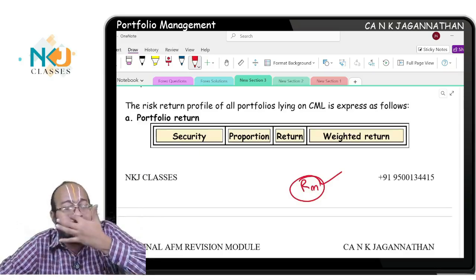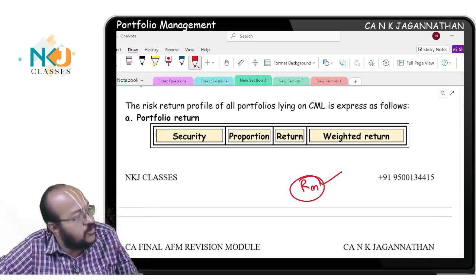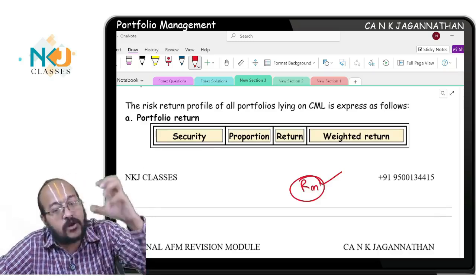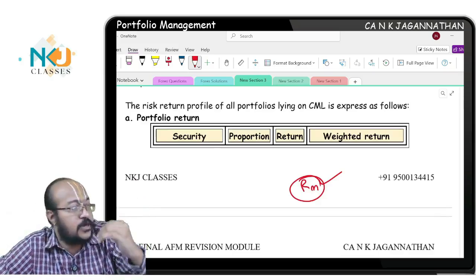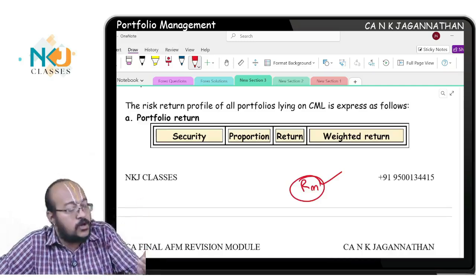I already told you. Indices, while computing the indices by market capitalization, already include the share price in it. It will already factor in the share price appreciation or depreciation. Capital gains are also computed, and yield will also be added.